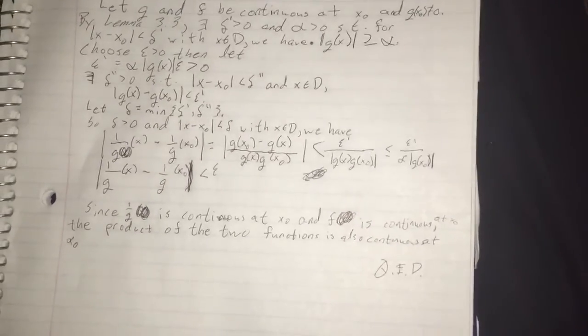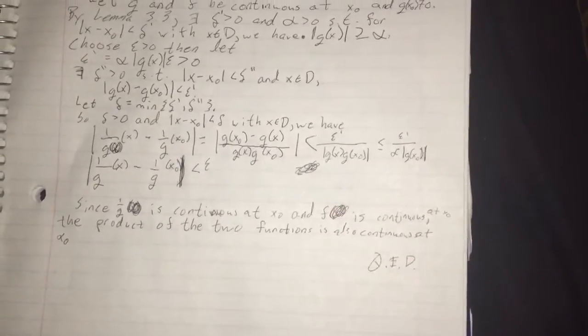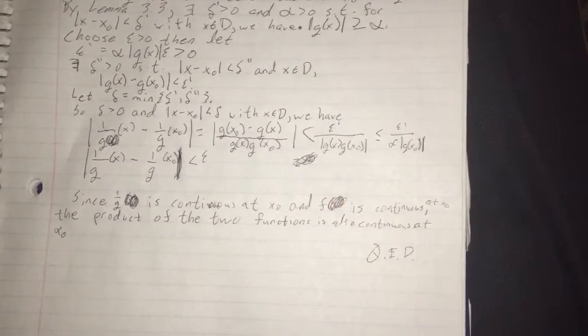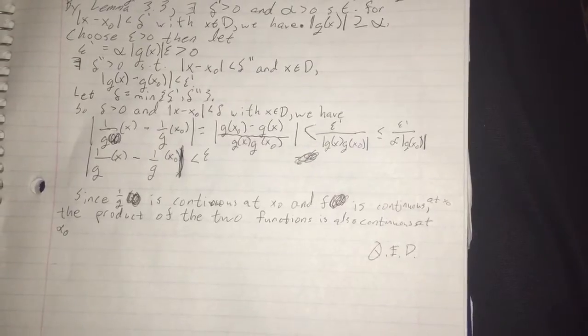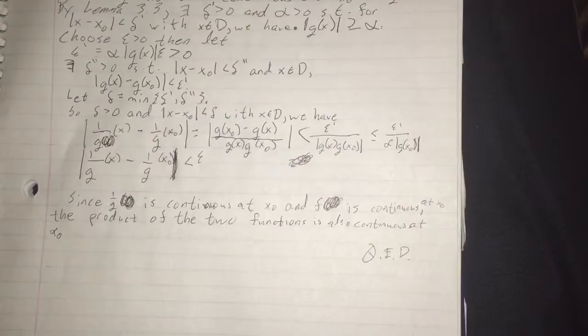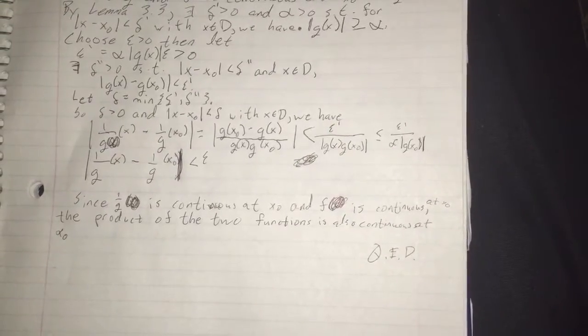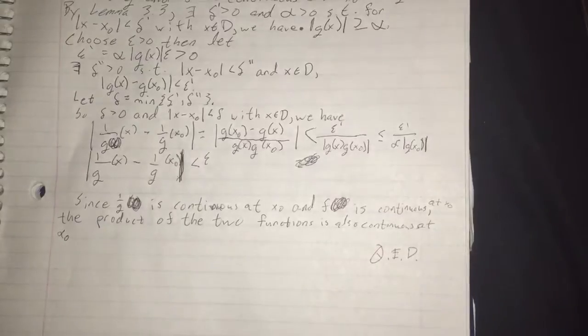So let's go ahead and let delta be the minimum of delta prime and delta double prime. And then, so that delta is greater than 0, and the absolute value of x minus x0 is less than delta with x an element of D, we have the function 1 over g of x minus 1 over g of x0.